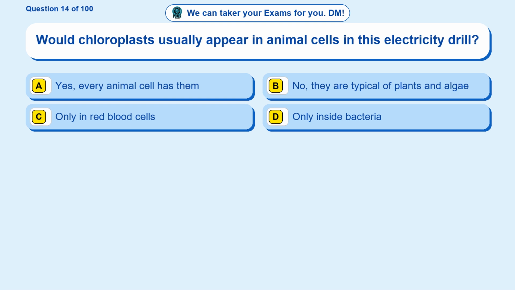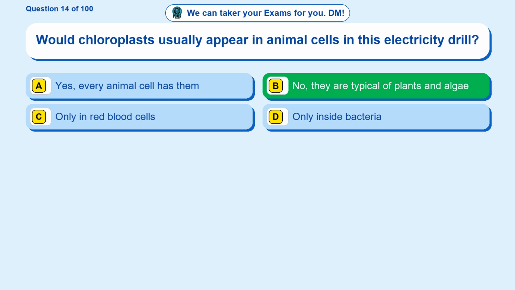Question 14. Would chloroplasts usually appear in animal cells in this electricity drill? Option A. Yes, every animal cell has them. Option B. No, they are typical of plants and algae. Option C. Only in red blood cells. Option D. Only inside bacteria.